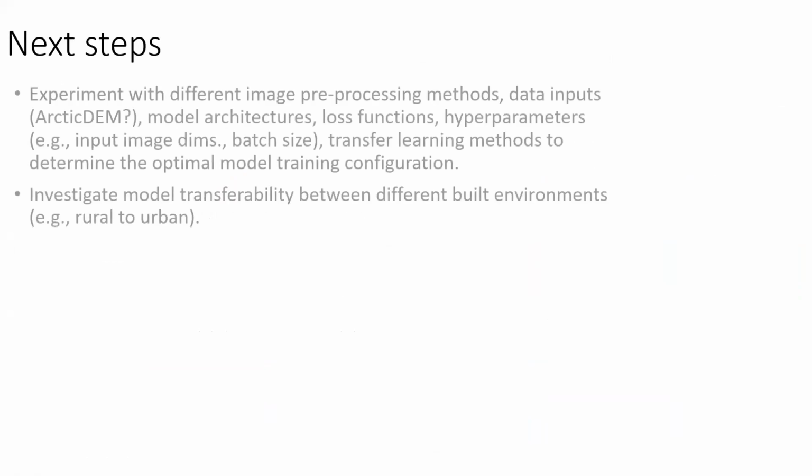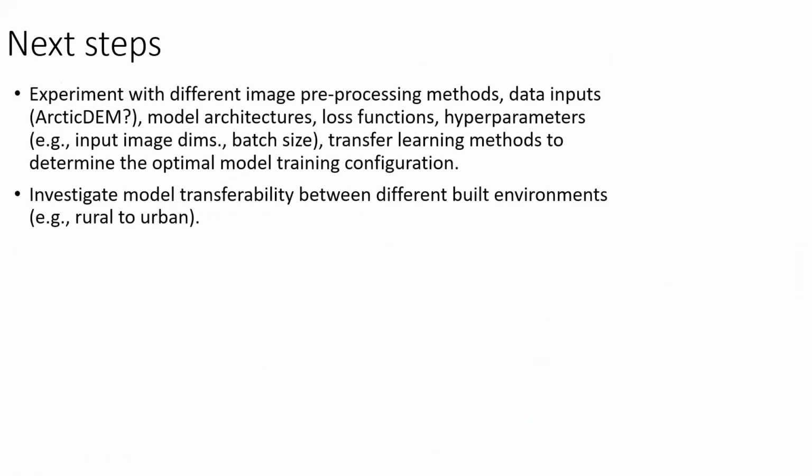So finally, to talk about some of the next steps here. Firstly, determining the optimal model training configuration, so experimenting with different image pre-processing methods, data inputs. Maybe Arctic DEM might help with building detection, different model architectures, etc. Right? And also investigating model transferability between different built environments. So if I train a model strictly on rural settlements, how is the model going to perform on urban settlements?